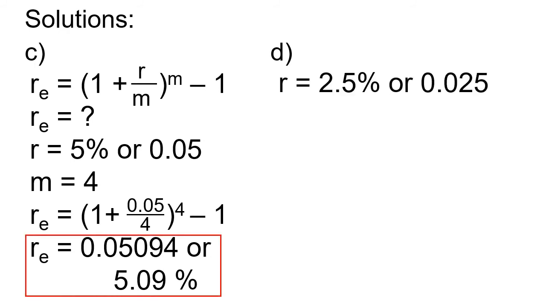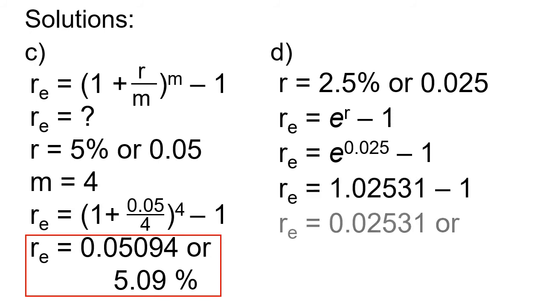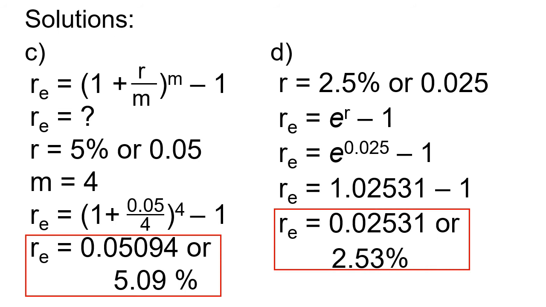Then for letter D, since it is compounded continuously, use this formula. R is 2.5% or 0.025. So you're going to arrive at 0.02531 or 2.53%.